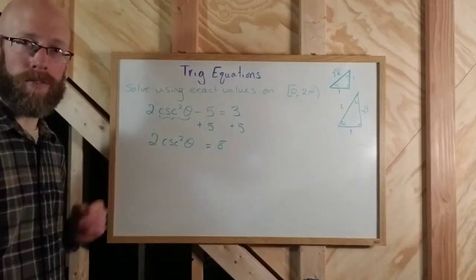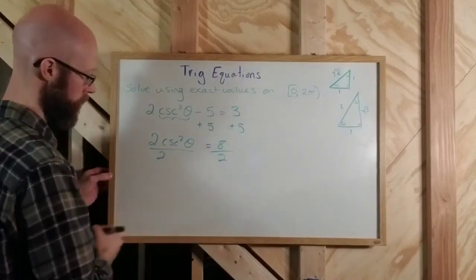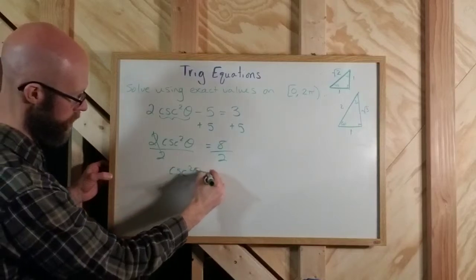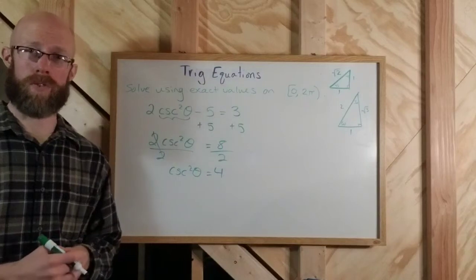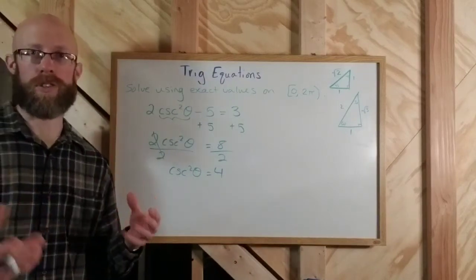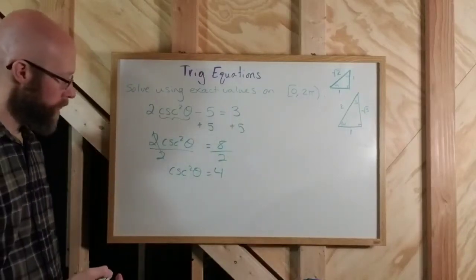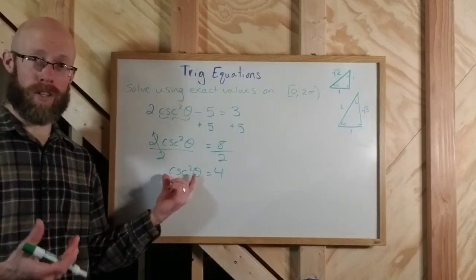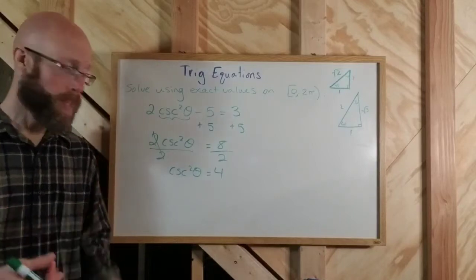And then we're going to divide out the 2 from both sides of the equation. The 2's drop off. You get cosecant squared theta is equal to 4. Okay? So there, we've solved for the cosecant squared. That's a good first goal. Once we've got the cosecant squared solved for, I want to get rid of the square, right? I want it to just be the cosecant.